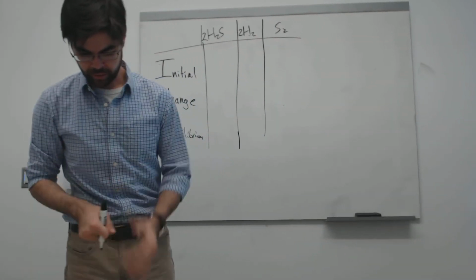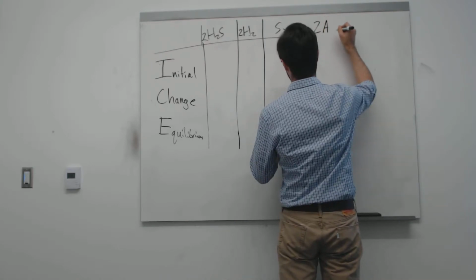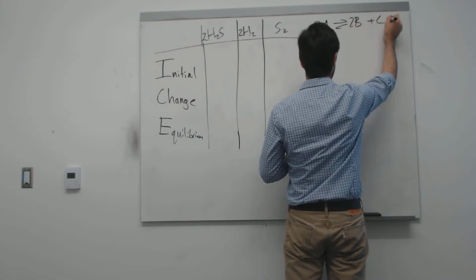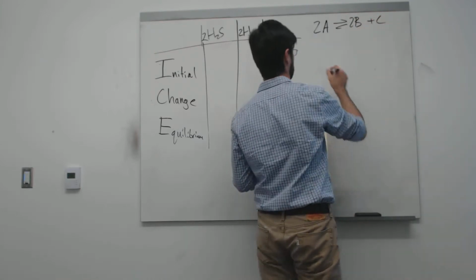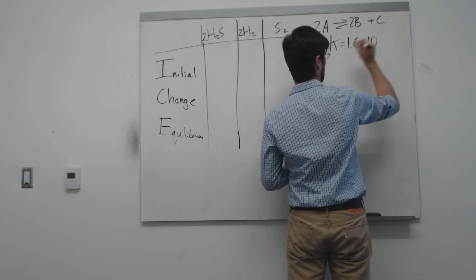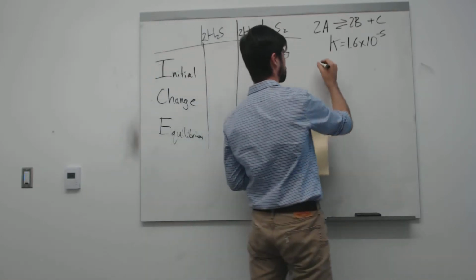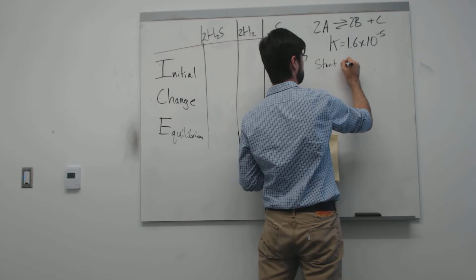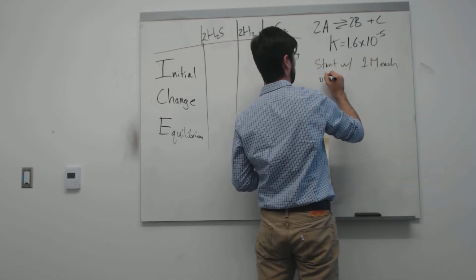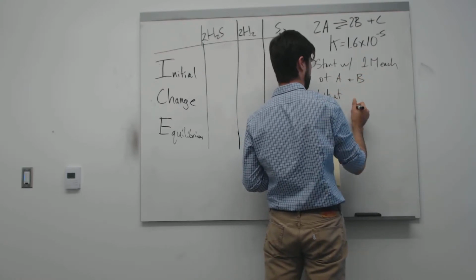So let's say we have this reaction, which I'm going to make general here: 2A reacting to make 2B plus C, and I'll say that the equilibrium constant for this reaction is 1.6 times 10 to the negative 5. If I start with 1 molar each of A and B, what are the equilibrium concentrations?